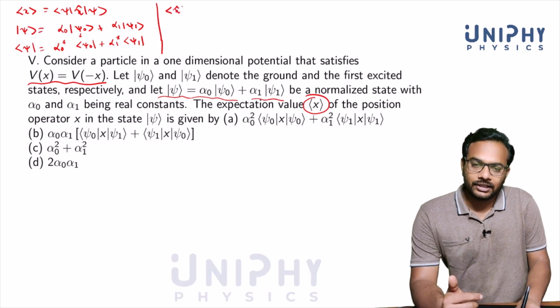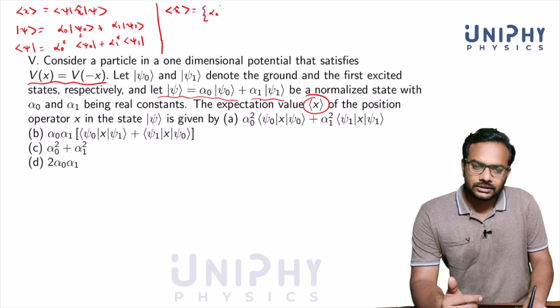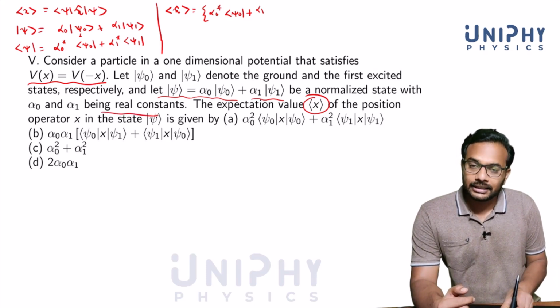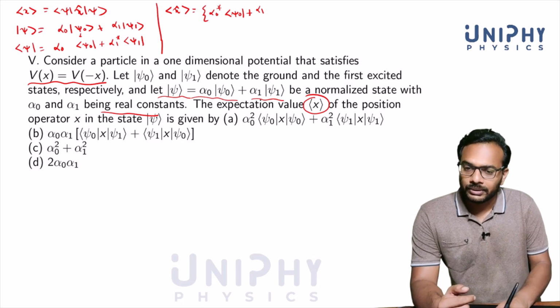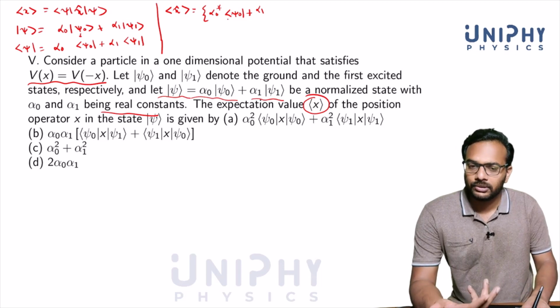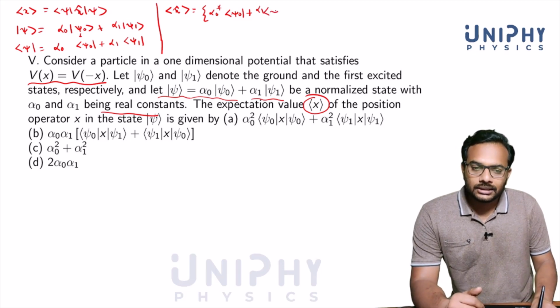What's the expectation value of x? That's equal to, let's say, alpha 0 star bra psi 0 plus alpha 1. Oh, wait a second. It's given that alpha 0 and alpha 1 are real constants. So we can omit the star here because these are real numbers. If you take a complex conjugate of a real number, you get the same number. You can put the star if you want, but finally it doesn't matter. You have to get rid of it anyway because these are real numbers.